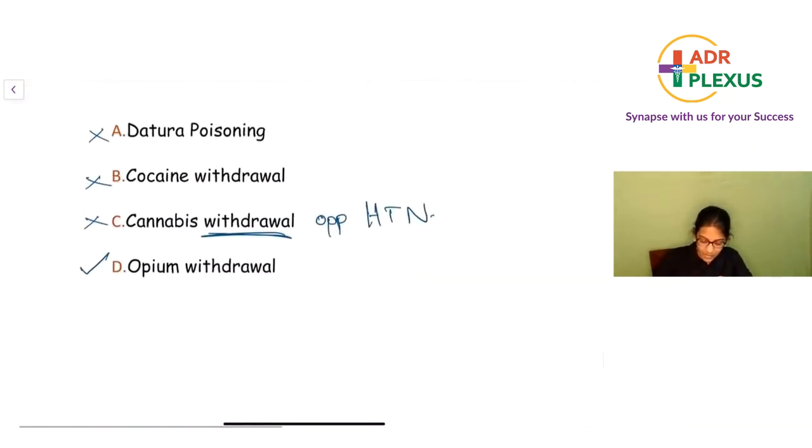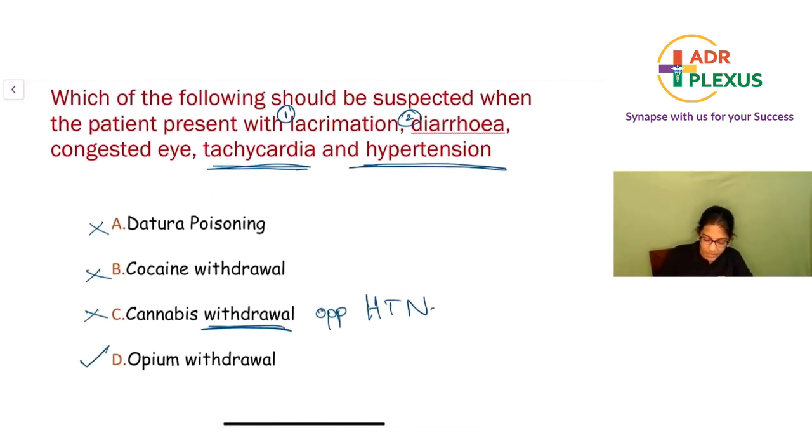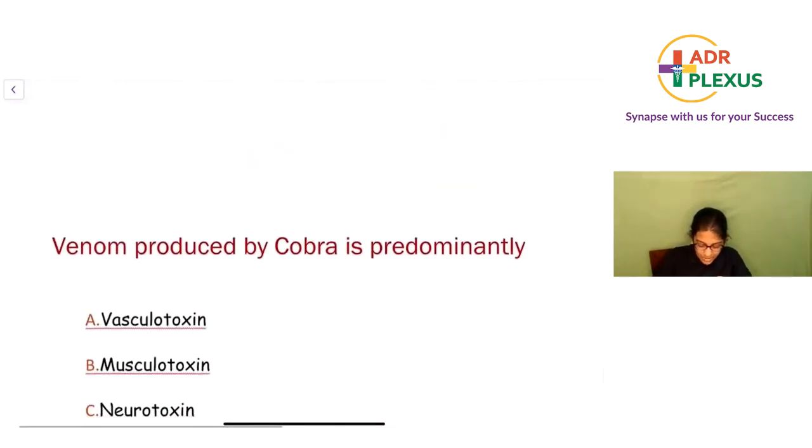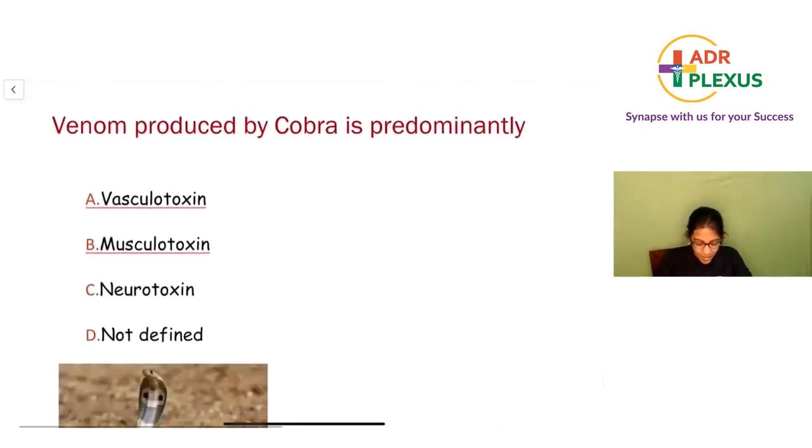This is a very nice word because the moment we see the word hypertension, we might link it to cocaine, but they've used the word withdrawal and we have to think of the opposite effect. Okay, venom produced by cobra is predominantly, simple, neurotoxin. It is a direct question. Venom produced by cobra is neurotoxin.